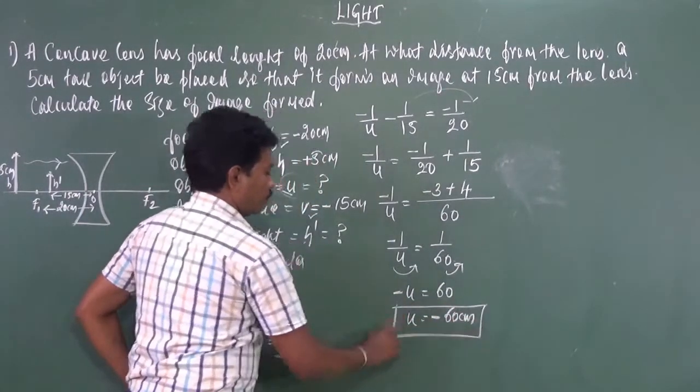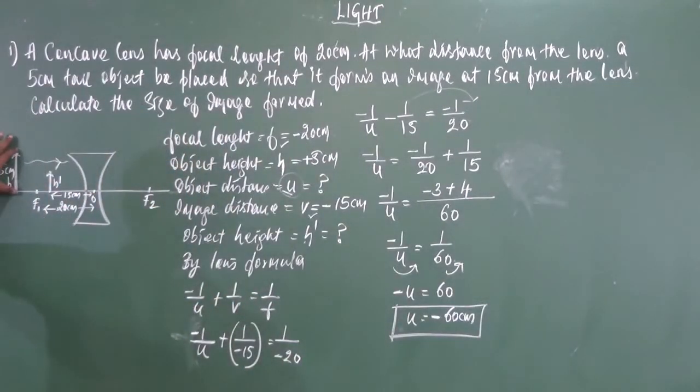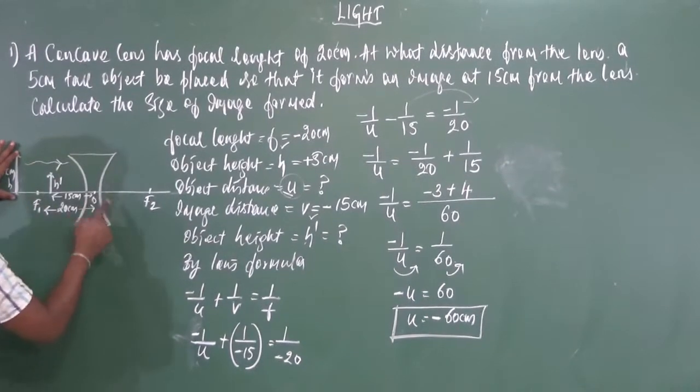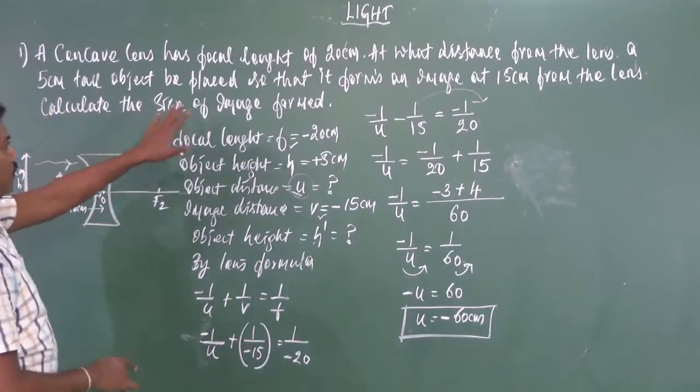So what is the answer now? Here, the object we had kept at a certain distance from the concave lens has to be kept at a distance of 60 centimeters from the optic center of the lens. So that is, we have got the answer.